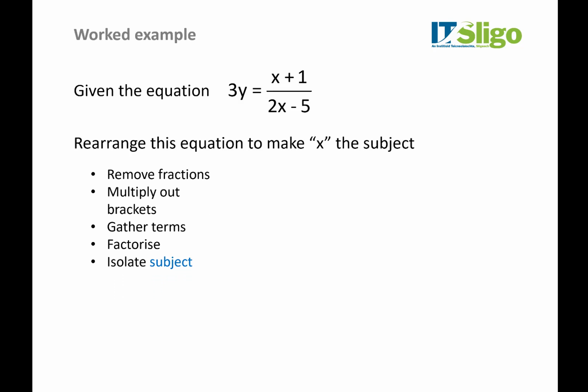Here's our little list of things we need to do. First thing we need to do, guys, is get rid of the denominator. We're going to multiply both sides by that. That's going to bring in brackets then, so we need to multiply out our brackets next. So this example takes us through every step that we need to do.